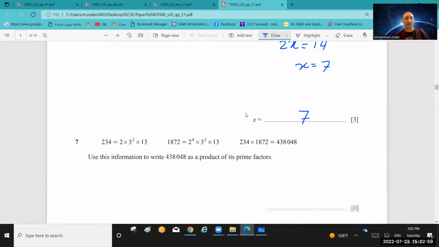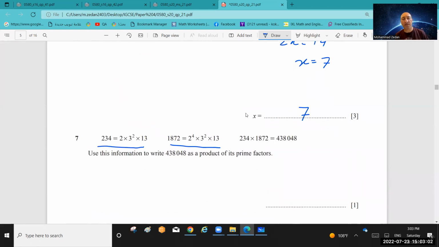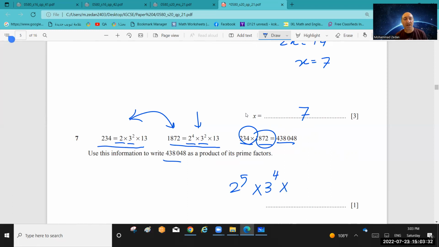These two numbers are factored into their prime factors. Then I want to multiply them, and you get this number, 438,048. Use this information to write this number as a product of its prime factors. It's easy. Each of these numbers is already factored, so you just multiply these factors together. Look, 2 times 2 to the power 4 is 2 to the power 5, times 3 squared times 3 squared is 3 to the power 4. Don't forget you add the powers when you multiply the same bases. And 13 times 13 is 13 squared. And this is the prime factorization of this big number.